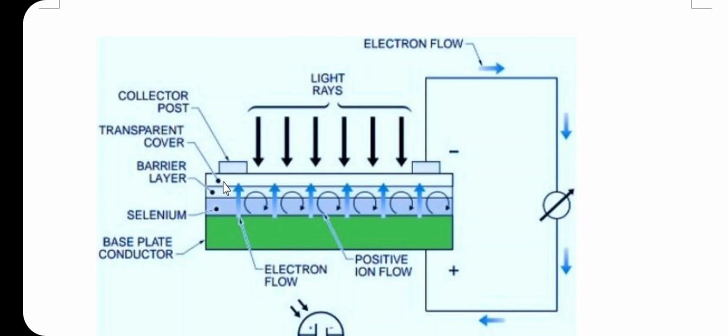So, it creates an electric voltage difference between the silver surface and the base of the cell. So, this is the base of the cell, while this is the transparent cover, which means it is a silver surface. The external circuit has a low resistance, and therefore photocurrent flows through the outer circuit.